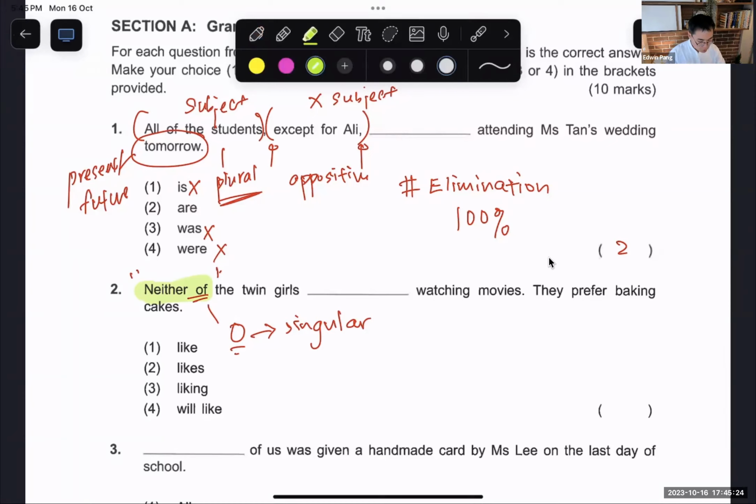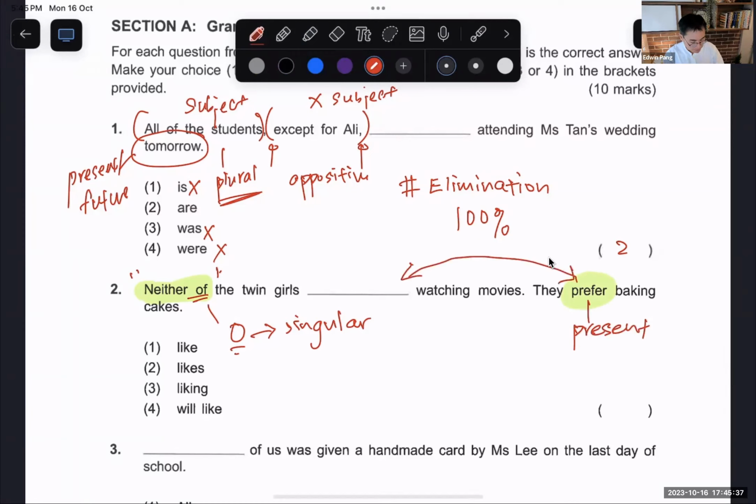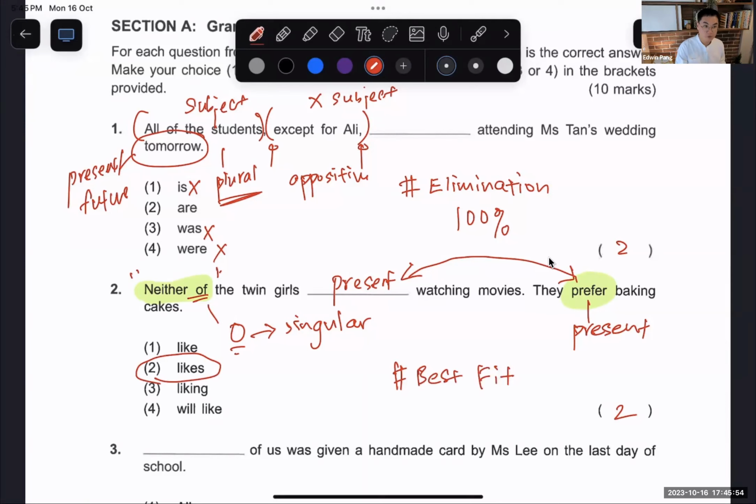And then, how do I know whether it's present or past tense? I look at the next verb here, prefer. Prefer is obviously in the present, right? So for consistency, a sentence cannot have one present and one past, what? So this must also be present. Therefore, the only one that follows a singular present is likes. Answer is again 2. This is the principle of best fit. Okay, that's the second principle.